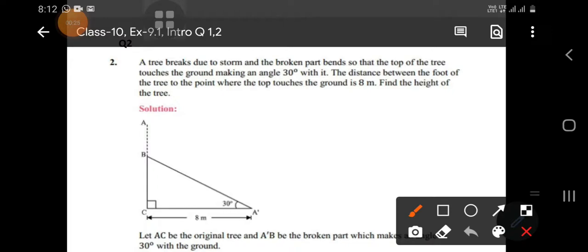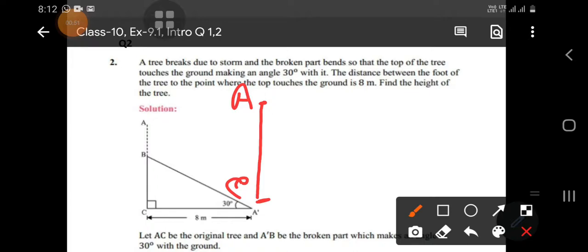So this is a question from heights and distances. This type of question can be solved like this: first, you read the question carefully, then try to draw the picture. So here I draw like this. This is the tree. Suppose this is C and this is A. A is the top position of the tree and C is the foot, that is the root.